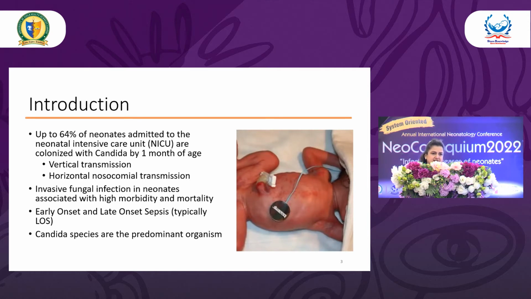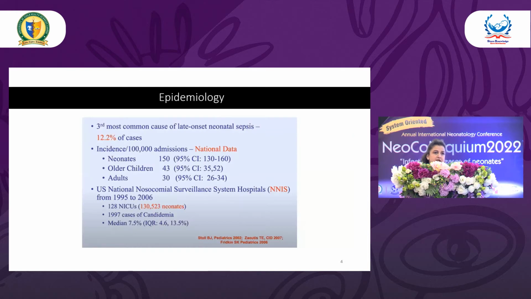Inadvertently, a large number of these colonizations actually do result in invasive infection. And invasive fungal infections in newborns result in high morbidity and mortality. Contrary to previous thoughts that this is mostly a late onset disease like we see in the West, invasive fungal infections are actually an important cause of even early onset sepsis. And Candida albicans and the Candida species are the ones that predominate. This is data from the US, a little old, but generally Candida infections are the third most common cause of late onset neonatal sepsis, accounting for about 12% of cases. Its incidence in the US data among neonates shows 150 per 100,000 admissions.